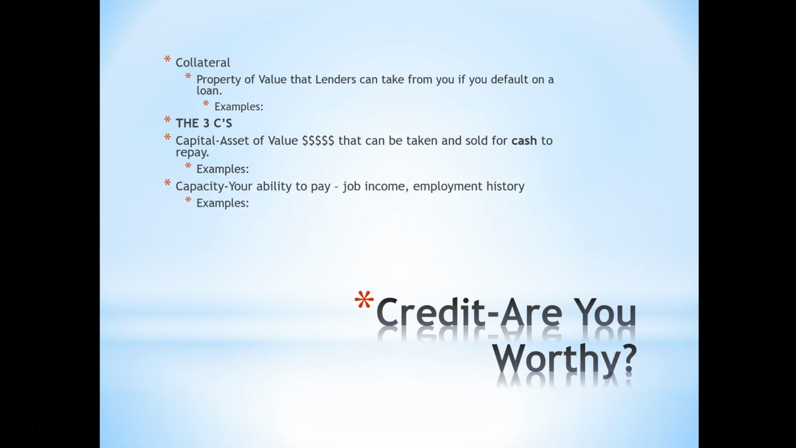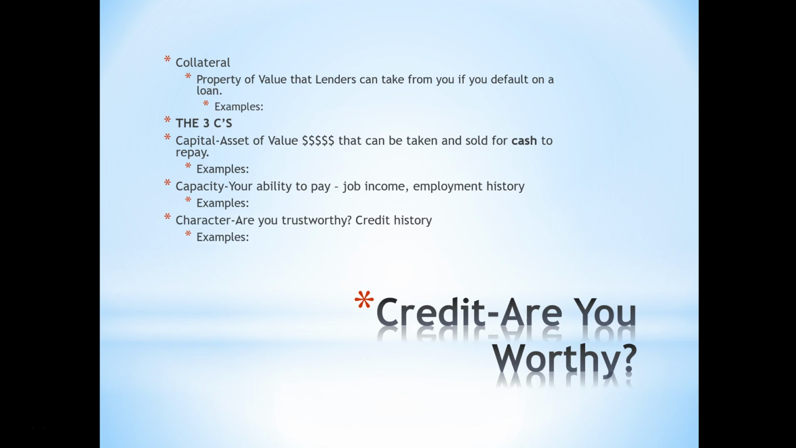Capacity, that is your ability to pay. So ability to pay back whatever it is that you borrowed on credit. So that's looking at your job and the income from your job. Your employment history in terms of how long you've been at a job, because a lot of times before someone grants you credit, they want to see that you've had some stability so they know that you'll continue to have that stability and be able to pay that credit back.